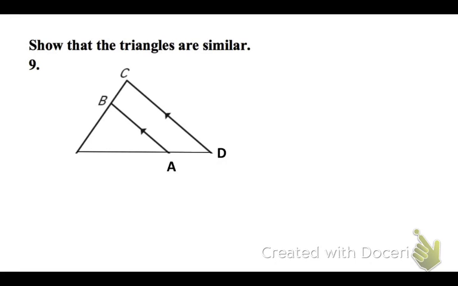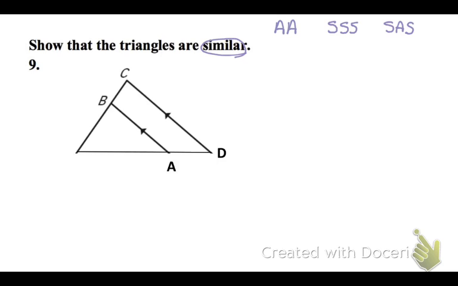Okay, so number 9. This says show that the triangles are similar. We have 2 ways of showing that triangles are similar. You can use the AA postulate, you can use the side-side-side postulate, or you can use side, angle, side. Now which of these is going to work in this case?